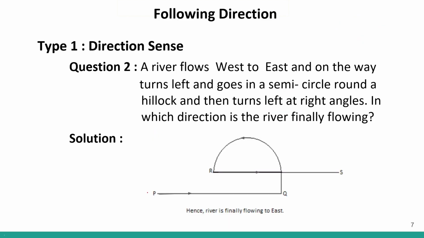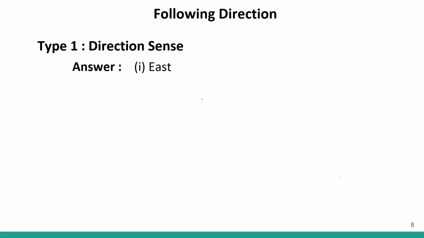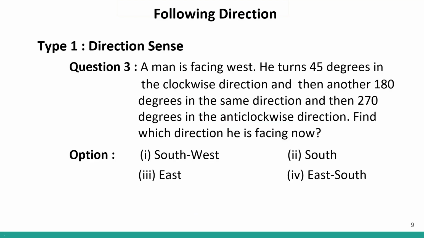Okay, clearly you can see it was flowing like this, then it made a semicircle, and at the right angle it started flowing towards the left direction. So again it is going towards the east direction. It is following the east direction.